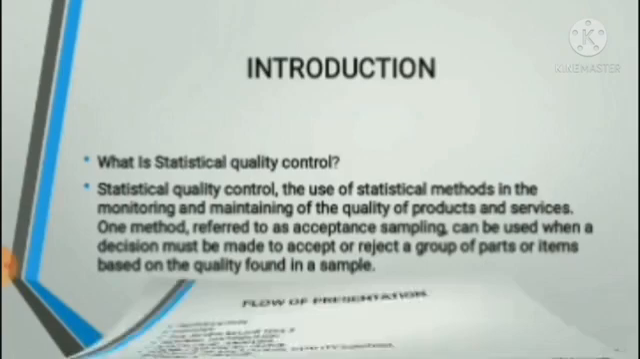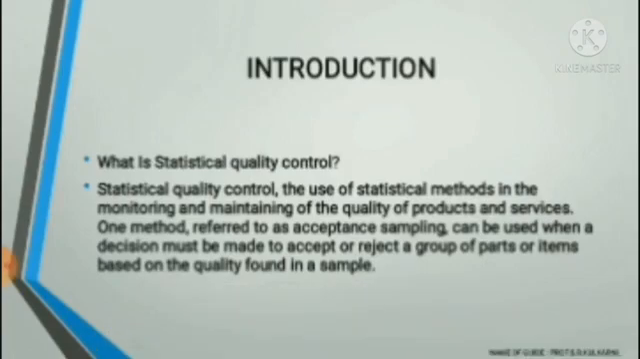Now let's see the introduction. What is statistical quality control? Statistical quality control is the use of statistical methods in the monitoring and maintaining of quality of products and services. One method, referred to as acceptance sampling, can be used when a decision must be made to accept or reject a group of parts or items based on quality found in a sample.